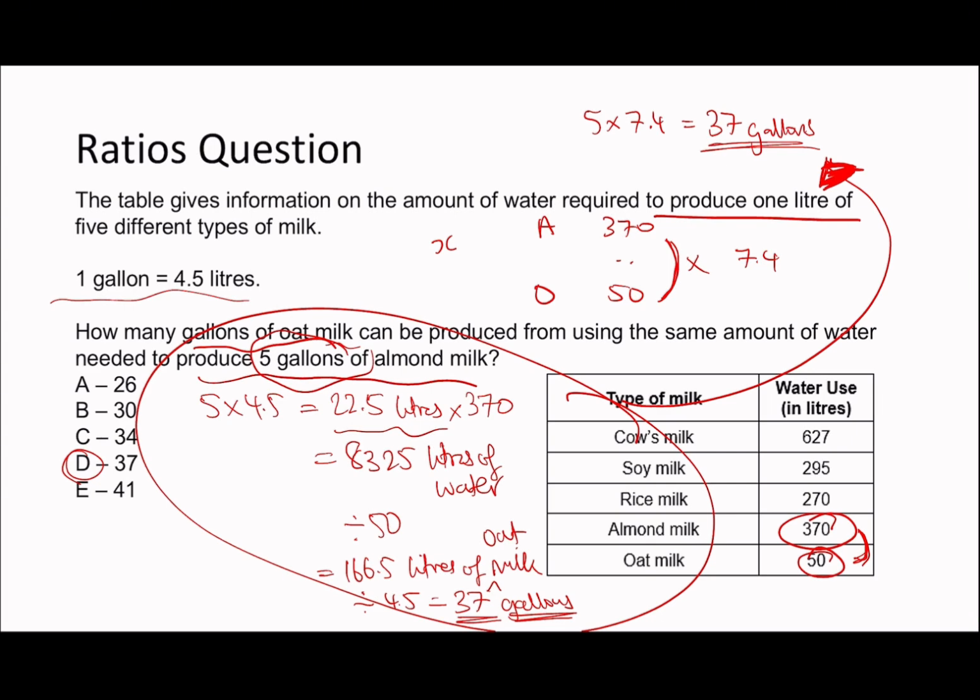All I've done here is I've abused the fact that there is a ratio to understand. Since we're using the same amount of water for both, and I understood that the almond milk takes 7.4 times the amount of water, for every 1 litre of almond milk you can make 7.4 times the amount of oat milk.